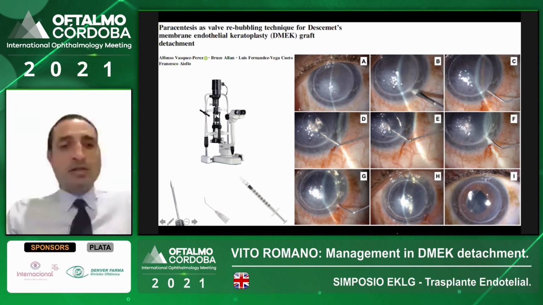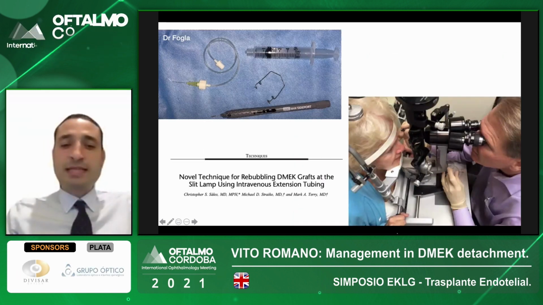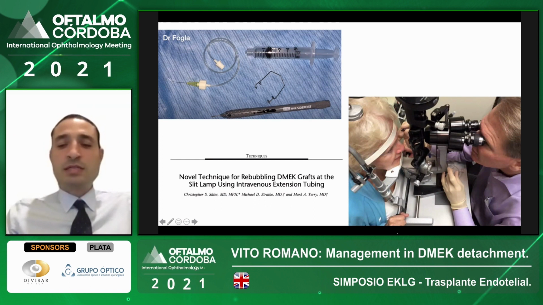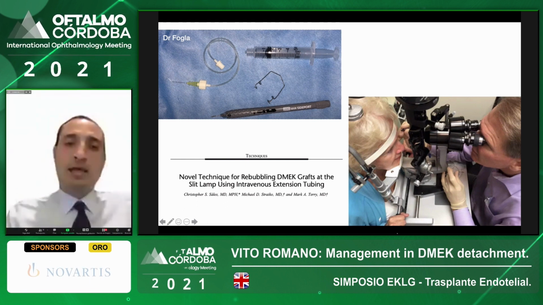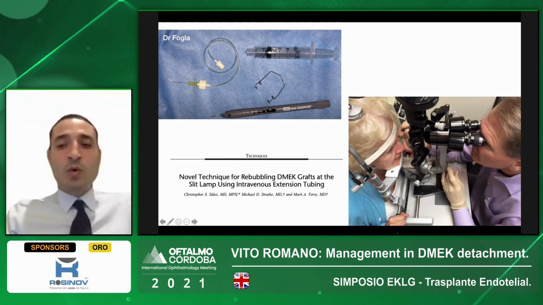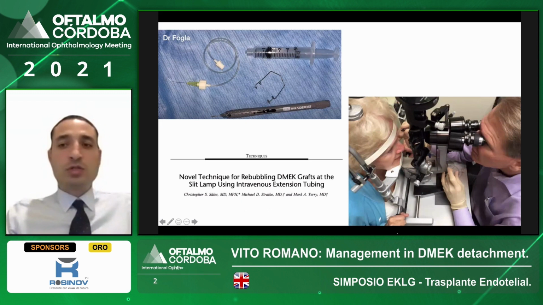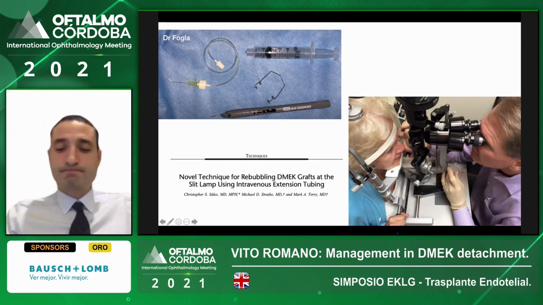The other option, described both by Fogla and by the Terry group, is that you can use an intravenous extension tube, as you can see in the picture on the down right, so you can control with both hands. Probably it's easier. In this way, you inject the air with your left hand, and then you control your needle, let's say your cannula, with your right hand. The OCT gives you an idea where you need to go in order to go in the anterior chamber and not touch the graft.